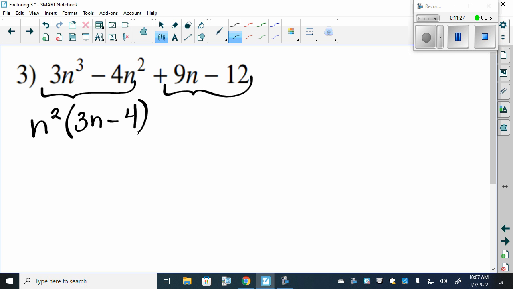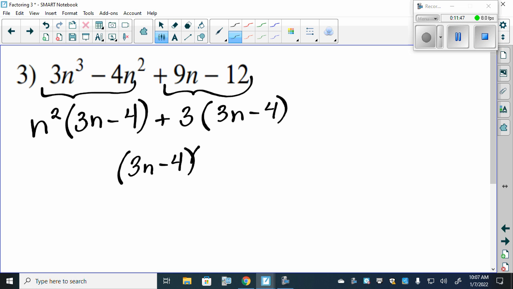So after we solve the first one, we need to find a way to factor something out of the 9n minus 12 and get 3n minus 4. So what can I factor out of that? Positive 3. If I factor positive 3 out, I'm left with 3n minus 4. It'd be multiplied by n squared plus 3. Any questions on this here?